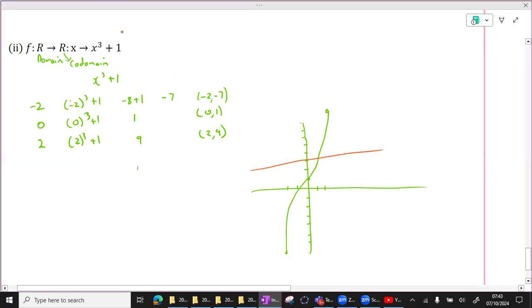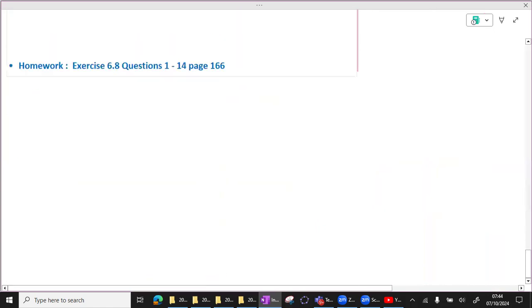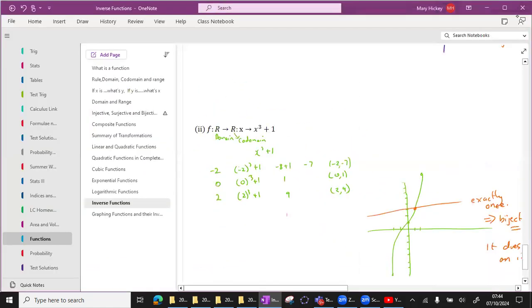But if I do a horizontal line test, I can see that it touches exactly once. Now, if it's exactly once, we can say therefore it is bijective. And if it is bijective, then it does have an inverse. Okay, so remember the key thing here is for it to have an inverse, it has to be bijective, and it only has one inverse. Okay, there are two comments we made at the beginning. Now, the very last thing is how do we graph them?